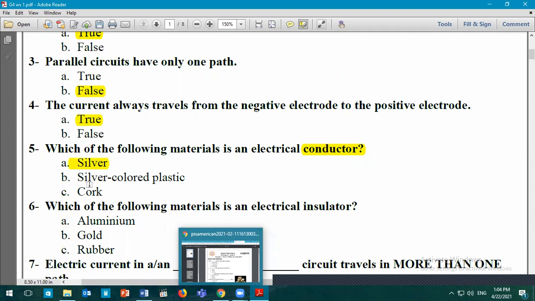And silver colored plastic. This one is just to get you confused. It's still plastic, but it's just silver colored. Will it make any difference? No. Yes, well done.